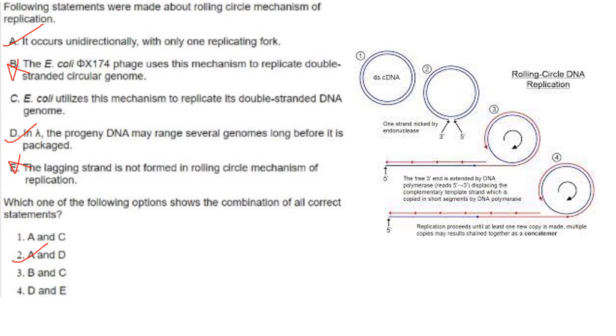The statement that the lagging strand is not formed in the rolling circle mechanism of replication is wrong. The lagging strand is also formed in the rolling circle mechanism. I explained it in the diagram. So A and D are the correct answer. Answer is option 2.